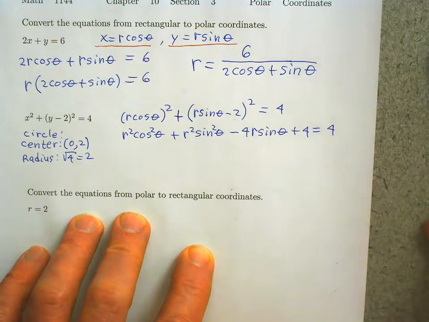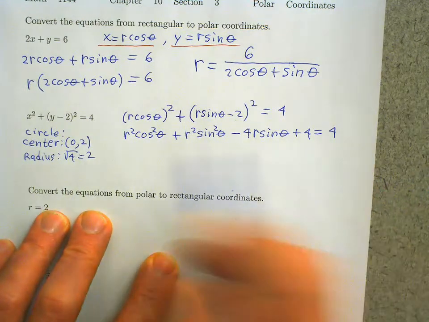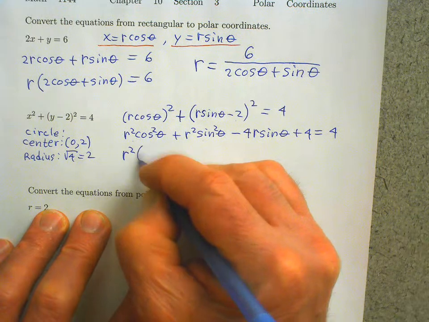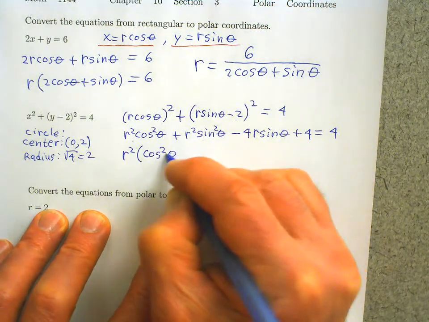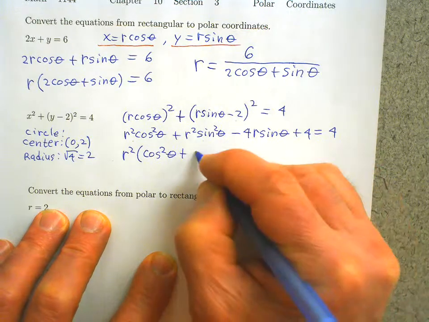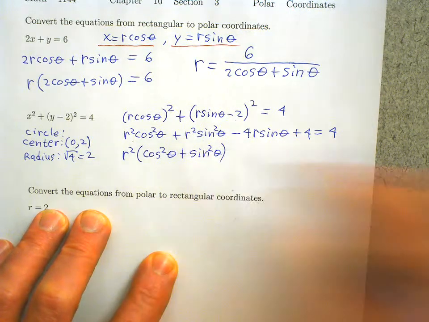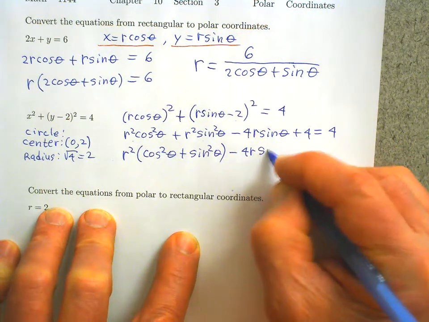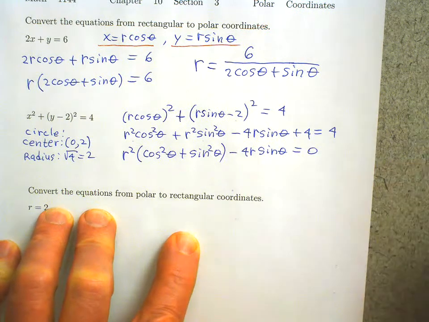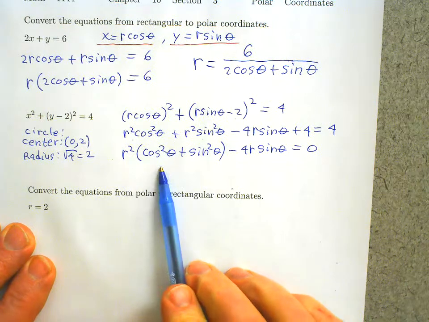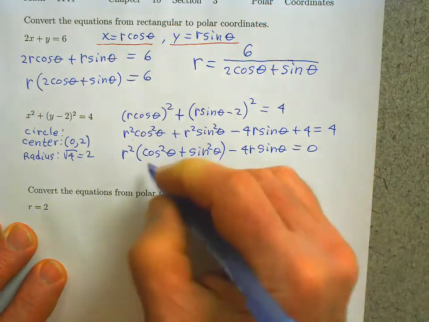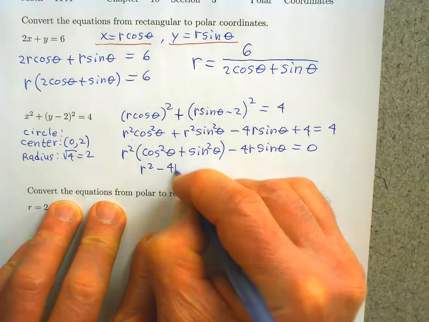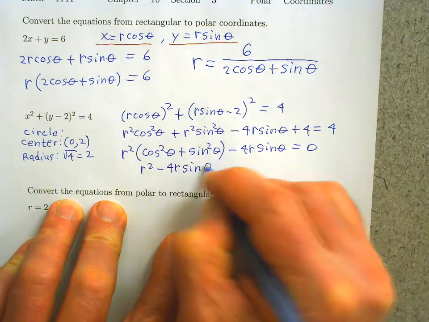So the right-hand side will become 0. And we'll factor r squared out of those two terms. So r squared times the quantity cosine squared theta plus sine of theta squared, minus 4r sine of theta equals 0. Cosine of theta squared plus sine of theta squared is 1. So we get r squared minus 4r sine of theta equals 0.